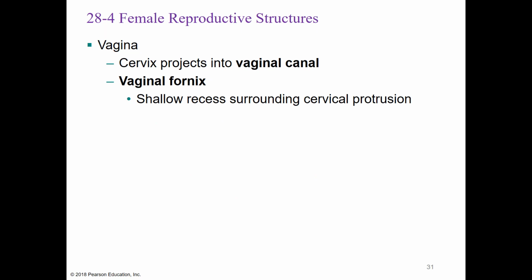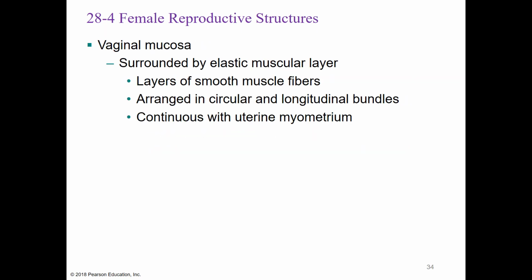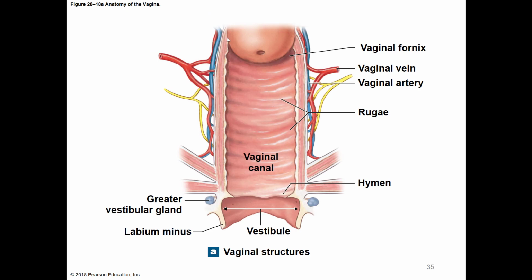The cervix, as we saw previously, will project into the vaginal canal, and then we have an area called the vaginal fornix, which is a shallow recess surrounding where the cervix protrudes into the vaginal canal. So let's go forward a little bit to look at that in an image. So here is the bottom of the uterus. This is the cervix. And then we've got the external os that we already looked at. Here's the vaginal canal. And then where the vaginal canal ends and opens up to the outside of the body, this area is called the vestibule, which we just mentioned.